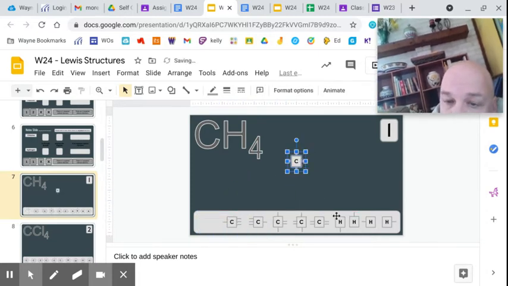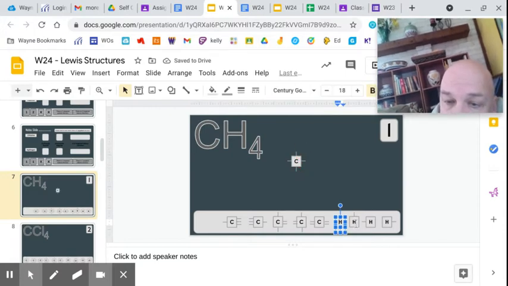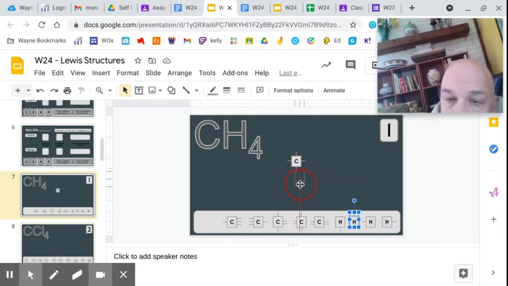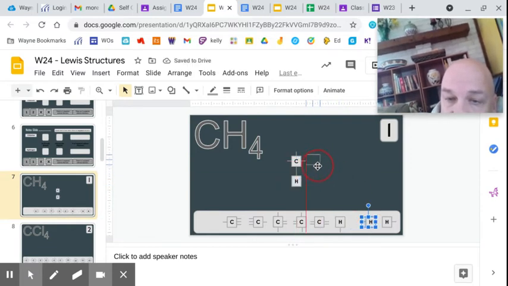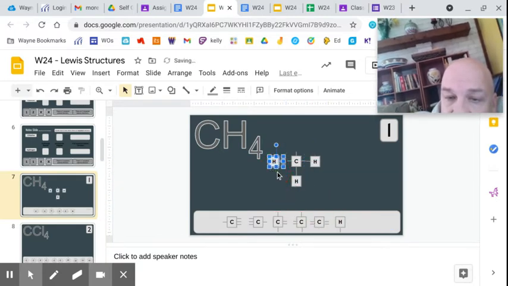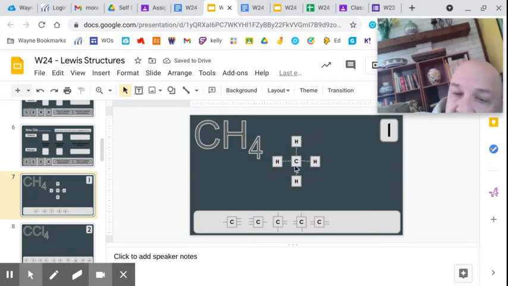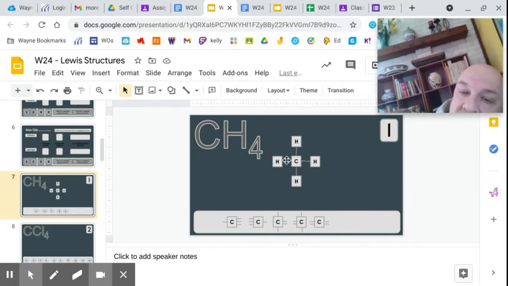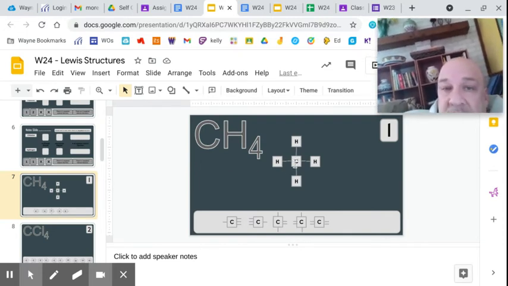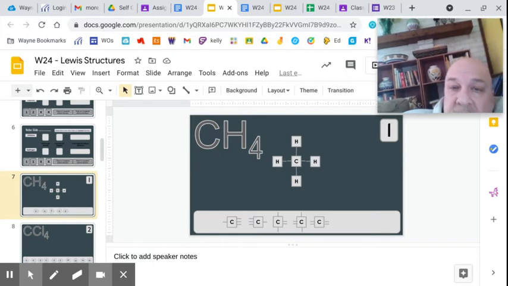All right. And then there are 4 H's. So I need to drag them up so that all the lines align. No pun intended. All right. So when you're done, there are no extra molecules. It's CH4. There's C. There's 4 H's. All the lines line up. There's no lines left hanging, or there's no bonds to nothing.